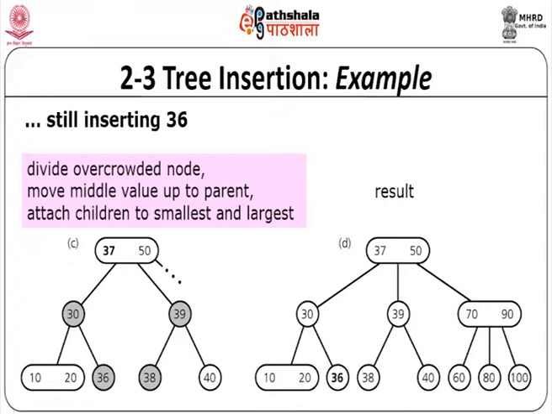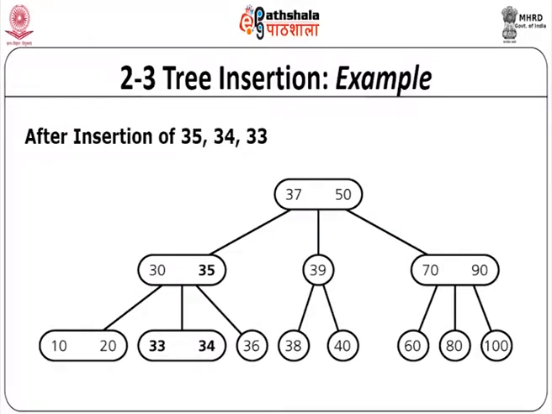Now look at what has happened. 36 has been attached to 30, 38 has been attached to 39, and this is the overall scenario where we have 10, 20, 36, 38, 40, 60, 80 and so on. So, now you had 2 levels of splitting. One, you split the leaf and then you split the parent till you reach the root, may be the root or may not be the root, but some node where you had only one child. So, you were able to accommodate by 37. So, that is the insertion of 36 into this 2-3 tree.